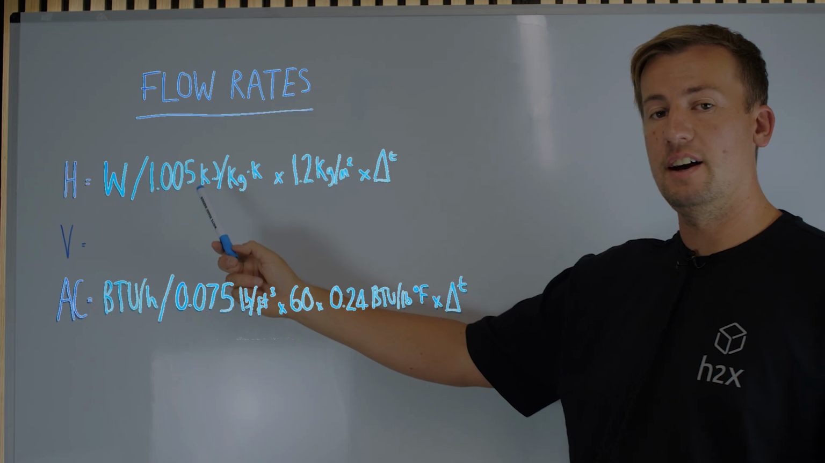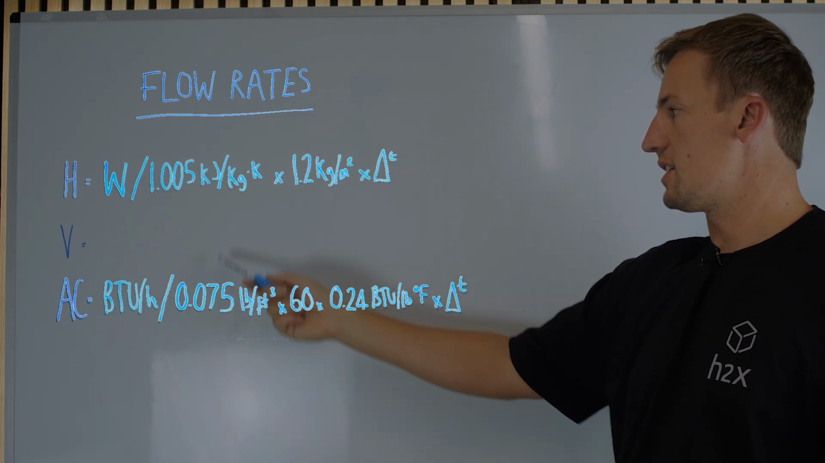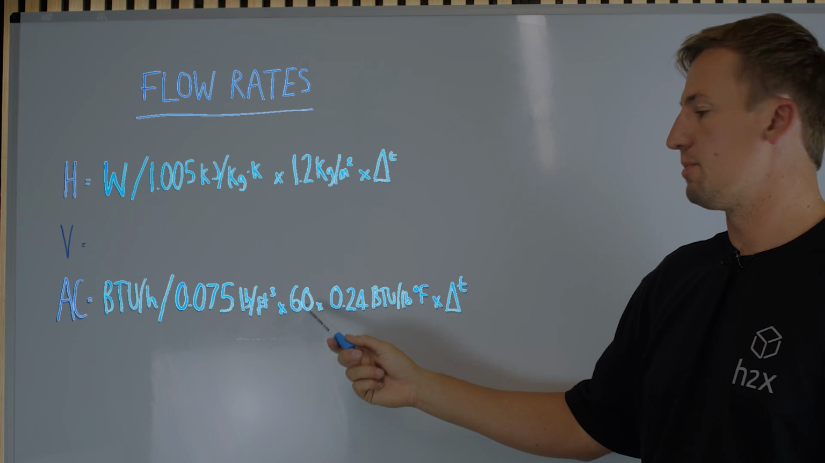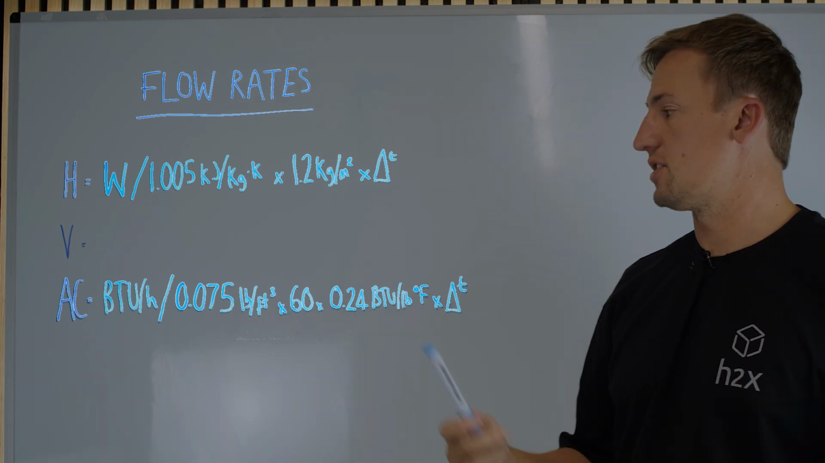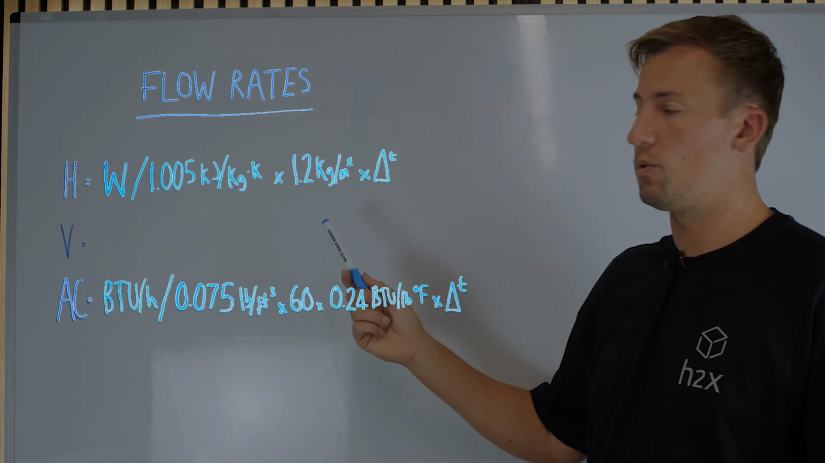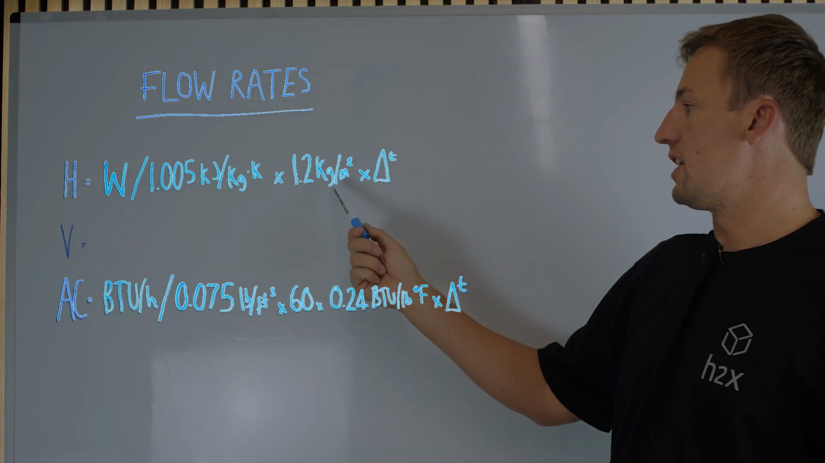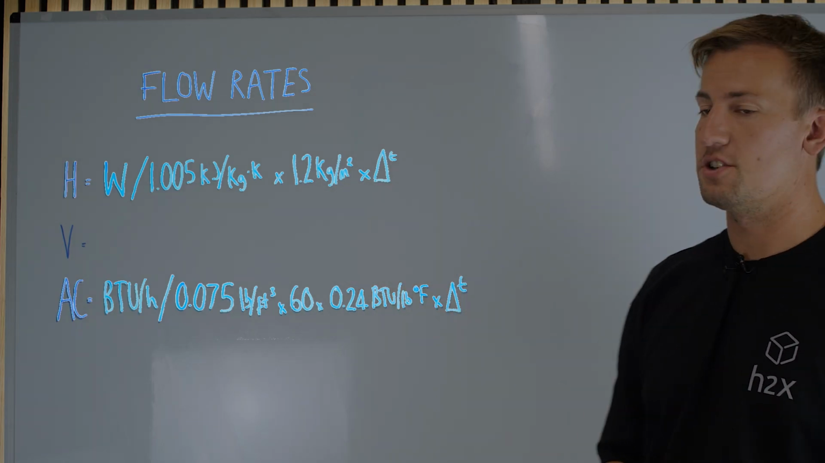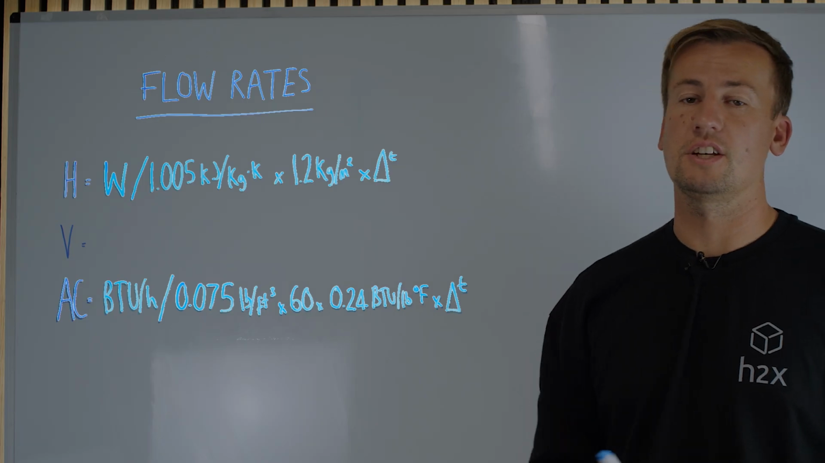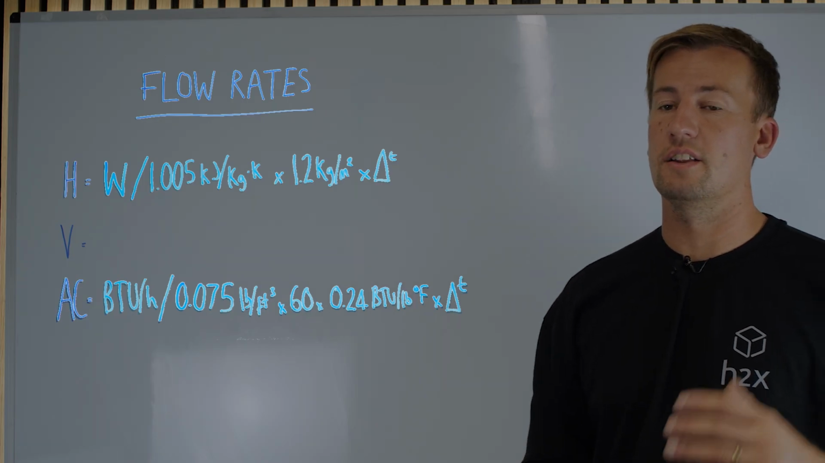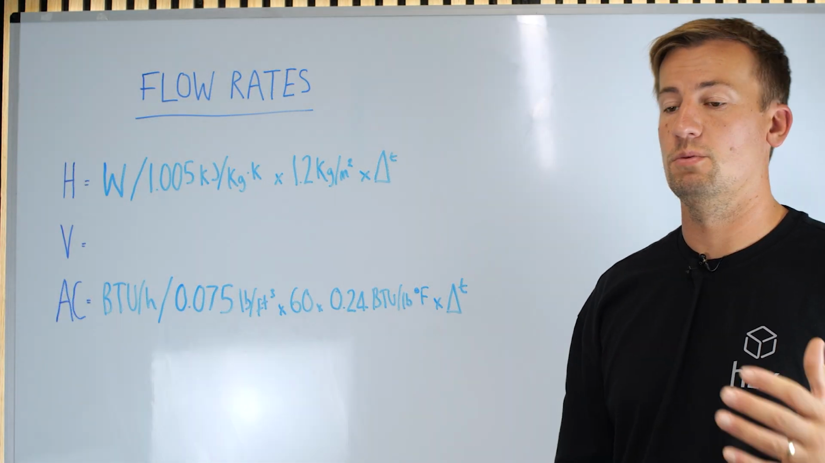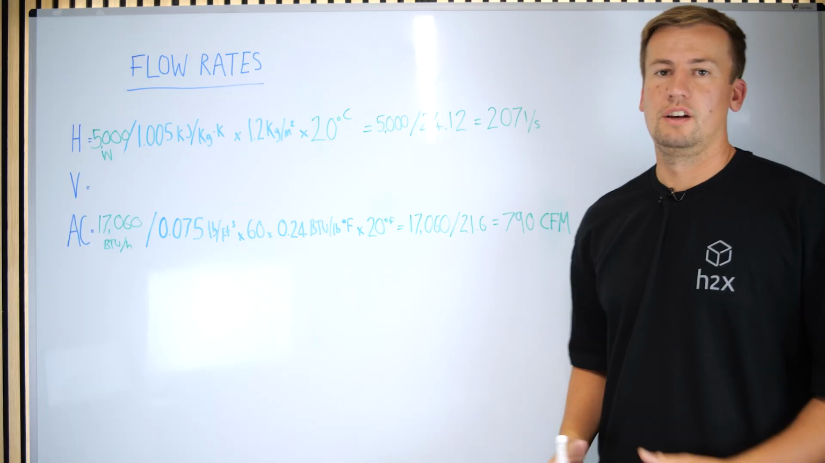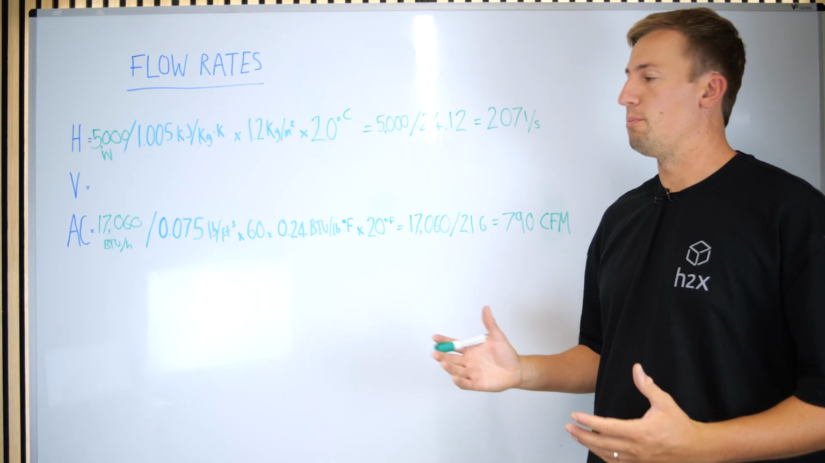And then we're going to divide that by the specific heat capacity of the air. In the imperial formula, there is a multiplication by 60 to go from minutes to hour. That's not in the metric one. And then we have the air density here. And the final part is the multiplication by delta T. And the delta T is the difference between the supply air temperature, whether it's hot or cold, and the room temperature. And this is an example calculation for both of them.